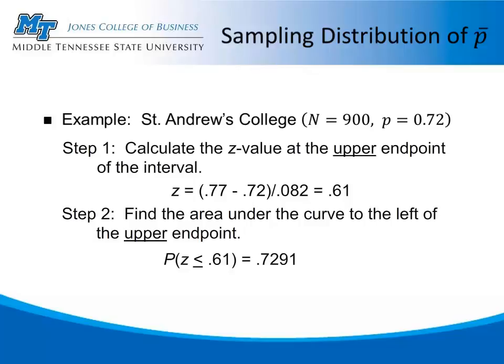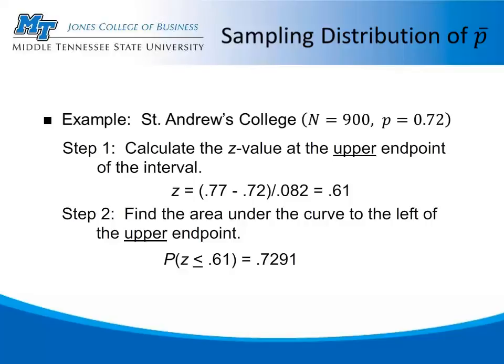Now we want the probability that the sample proportion is within 5% of the population proportion. 0.72 is the population proportion. So 0.72 plus 5%, plus 0.05, would be 0.77. So the upper point, our p-bar value, is 0.77. So we subtract the mean, which is the population proportion, and then divide it by the standard error, which we just calculated in the previous slide to be 0.082. And the z-value is approximately 0.61.